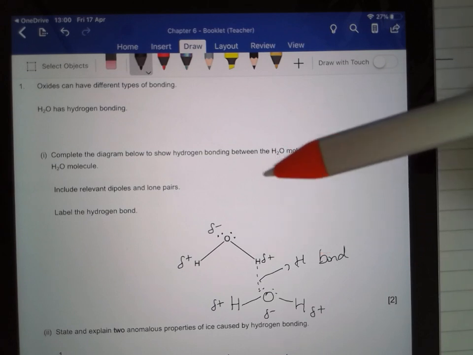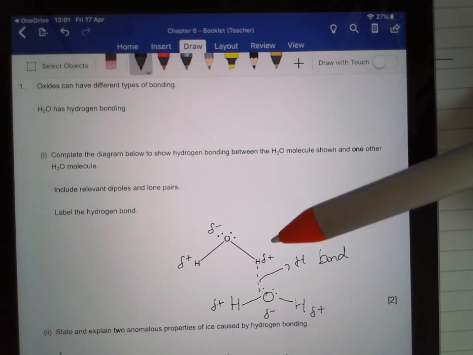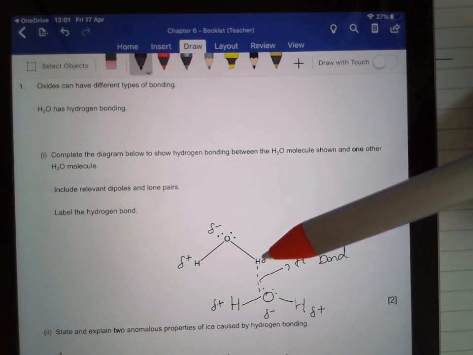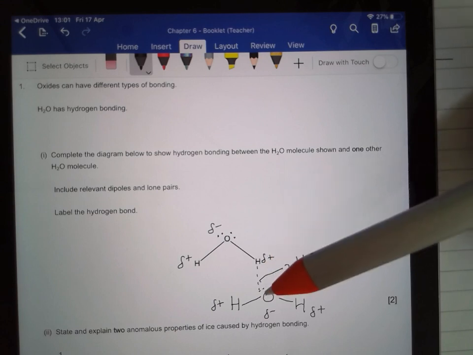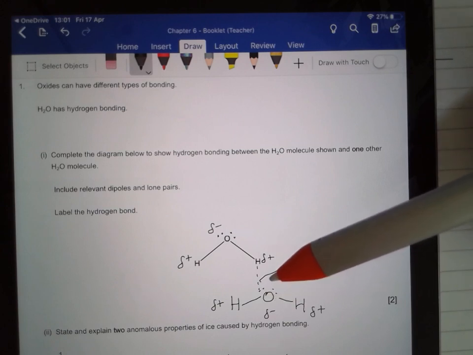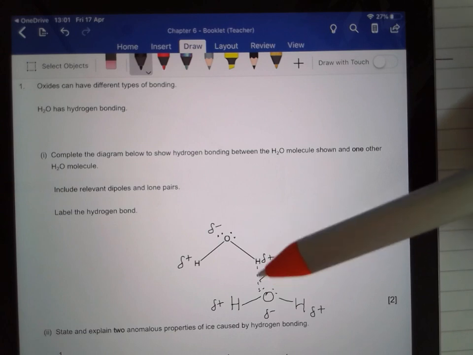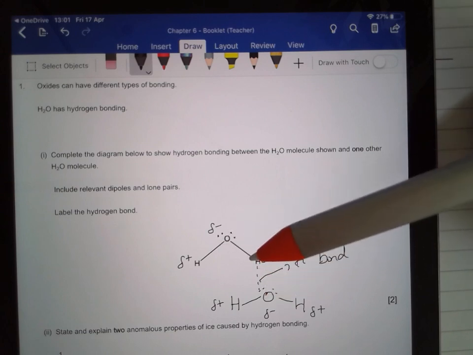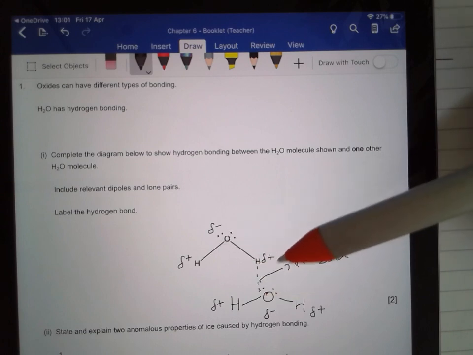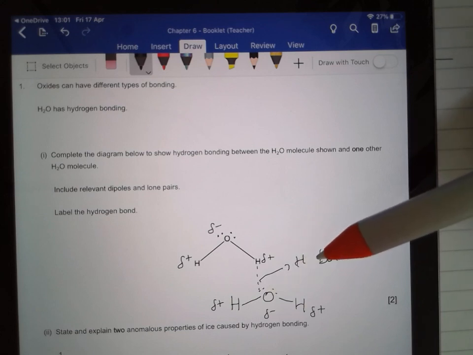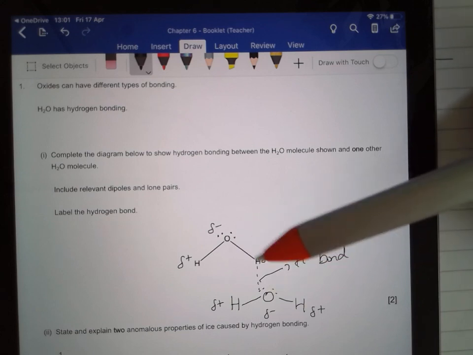For your second mark, you need to have drawn in your lone pair, and you need to show that that hydrogen bond is forming between a delta positive on one hydrogen and the lone pair on the oxygen of the other molecule. You also need to do something to distinguish that hydrogen bond from the covalent bond. So I've used a dash line and I've also labeled it as a hydrogen bond. Okay, so something to distinguish it from the covalent bond.